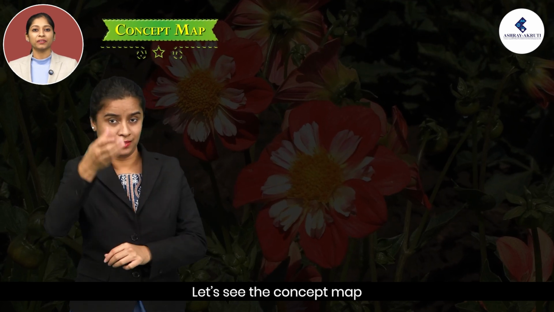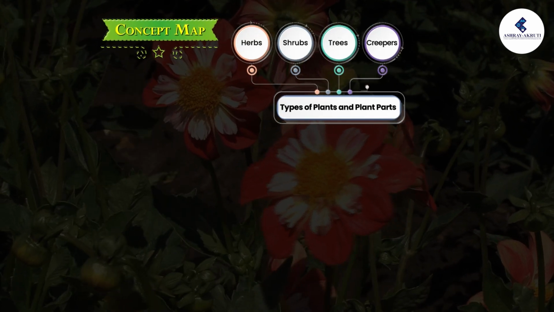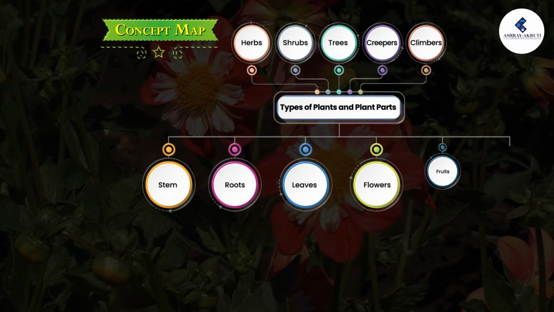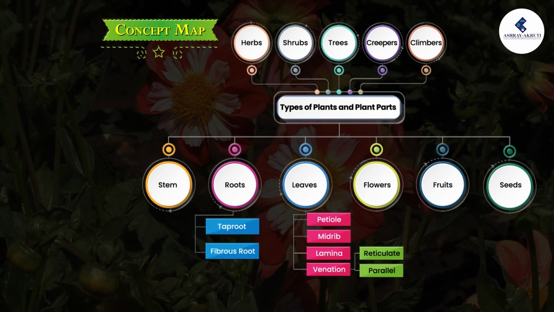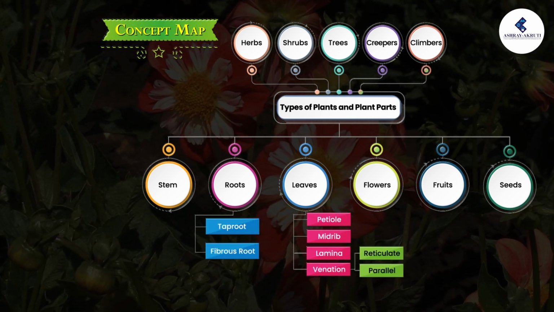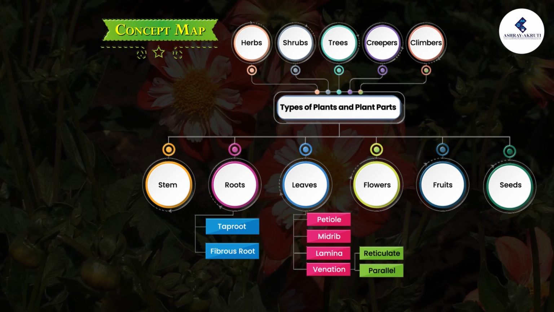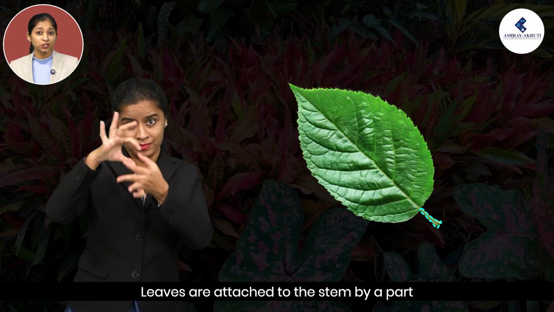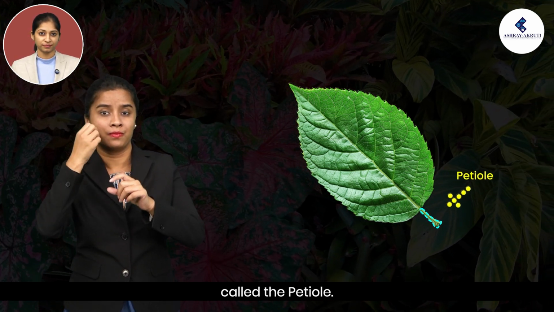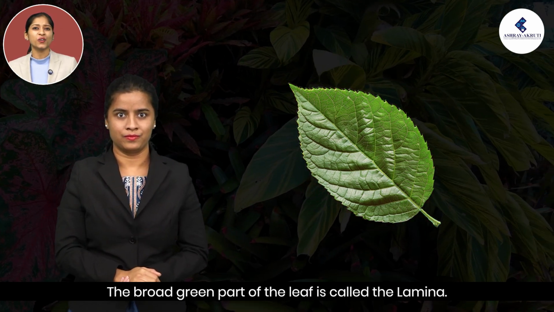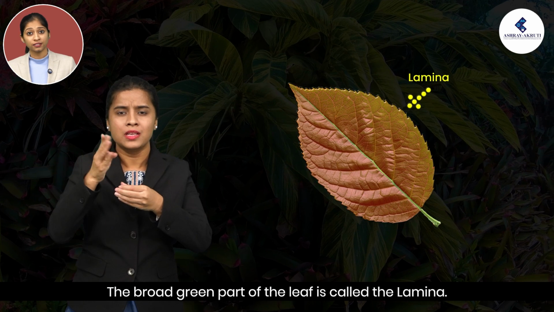Let's see the concept map. Leaves are attached to the stem by a part called the petiole. The broad green part of the leaf is called the lamina.